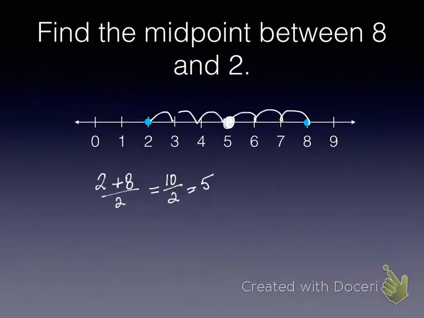But what if it had been negative 450 and 212 that you were trying to find the midpoint of? So you get my point. Average them. Add the two together and divide by 2.